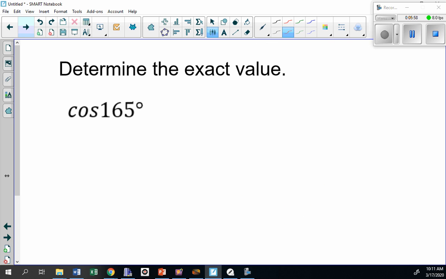Oh, we're going to skip that one. I've decided just now. So it says determine the exact value. So cos 165 degrees, if you go and look, it's not on the unit circle. So that should tell you right away, hey, I have to use an identity. So I have to think about two angles that add up to 165 degrees that I know are on the unit circle. So for me, I know that 45 degrees plus 120 degrees is equal to 165, and both 45 degrees and 120 are on the unit circle.